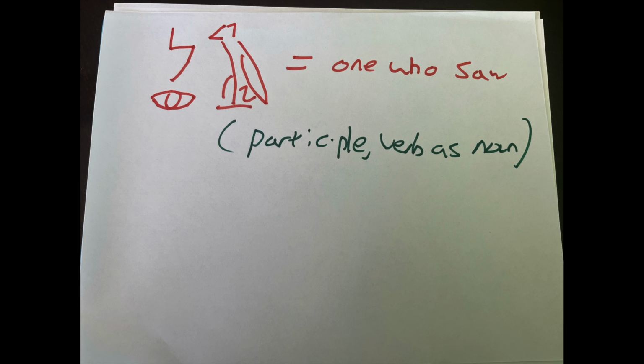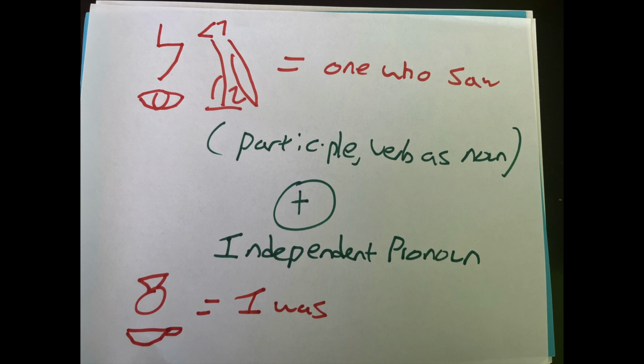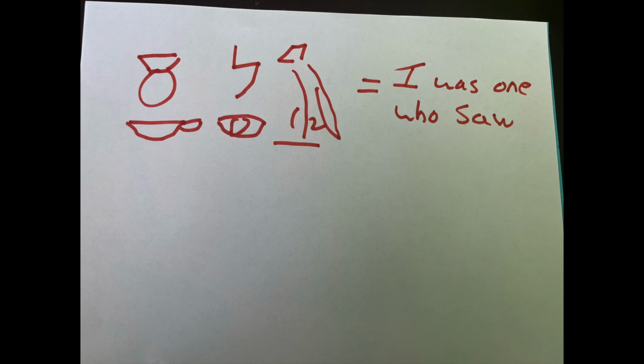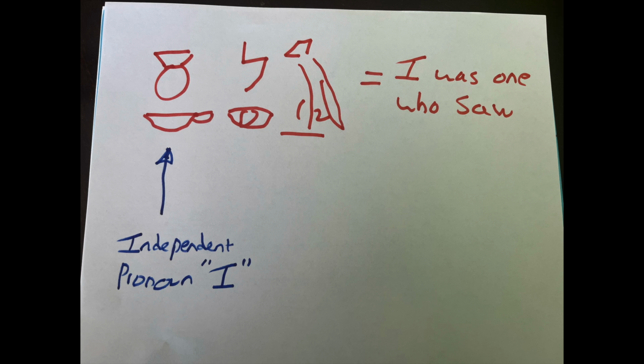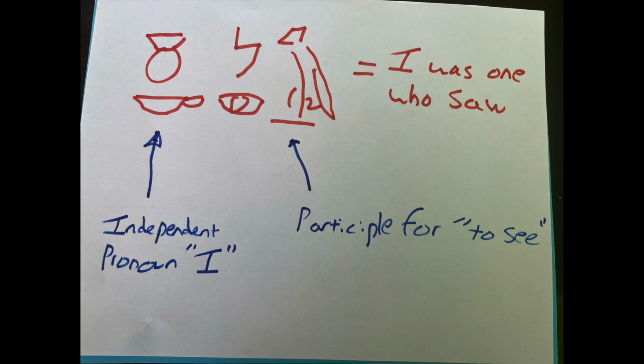The participle, again, is a verb that is used as a noun. So it's someone who's seeing, but it's the seer, it's the watcher, if you will. And if we add our independent pronoun before this, one who saw then becomes I was one who saw, because the independent pronoun for I was, ink, ma'a, I was one who saw. The independent pronoun for I, in this case, is followed by a verb in the participle form.